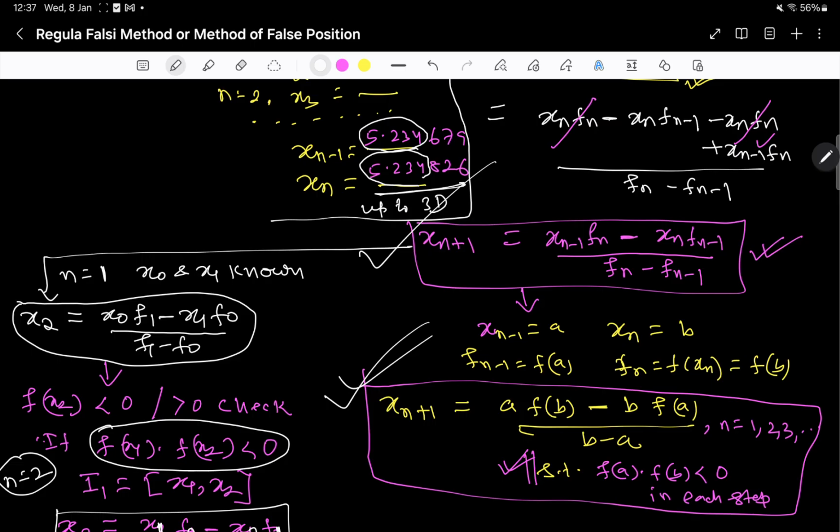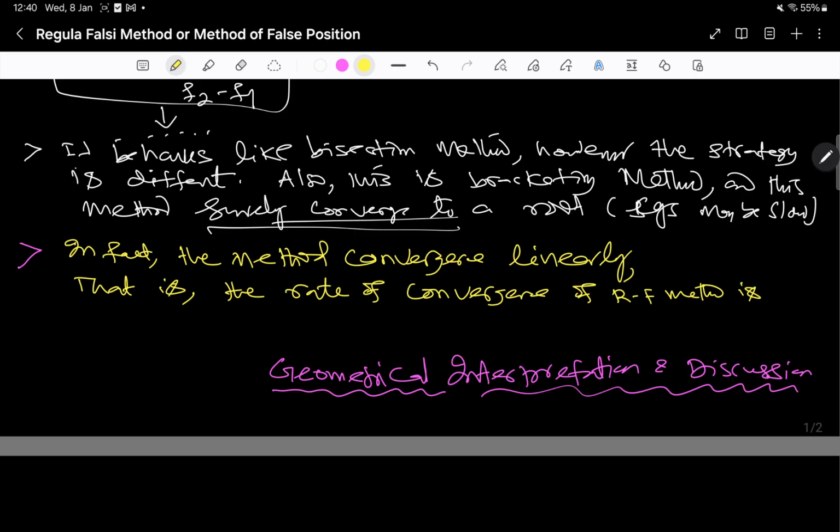Let me make you understand this diagrammatically, or geometrically. As you have seen, this method behaves like the bisection method. In each step we just check the intermediate value property. That's why this method must converge to a root. However, the convergence is slow. In particular, this method converges linearly.